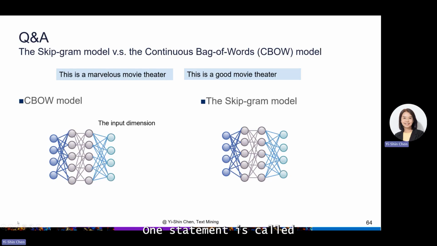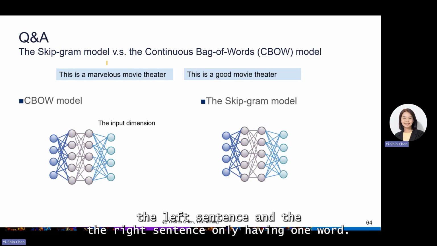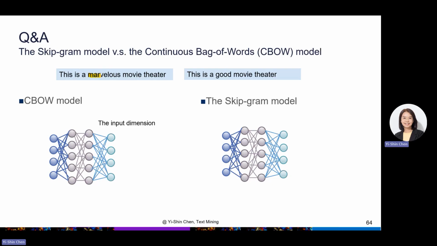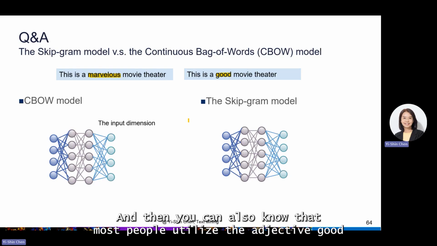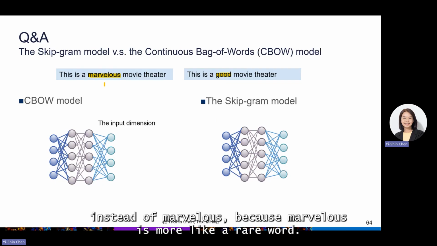One statement is, "This is a marvelous movie theater." And there's another statement, "This is a good movie theater." You can see the left sentence and the right sentence only have one word different: marvelous and good. Most people use the adjective good instead of marvelous, because marvelous is more like a rare word.